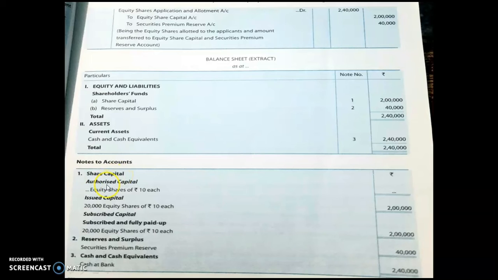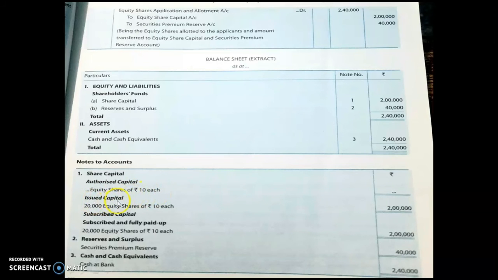So under that write down authorized capital. If you check the question, you can see that authorized capital is not provided in the question. So you have to write no amount over here, but you have to mention authorized capital: equity shares of rupees 10 each, because the value of one share is 10 rupees, that you have to mention here.